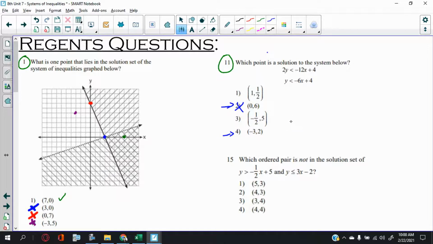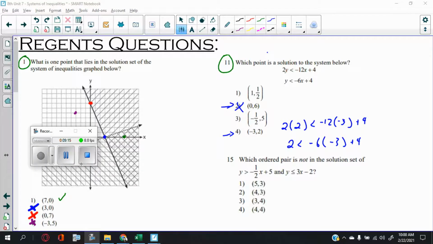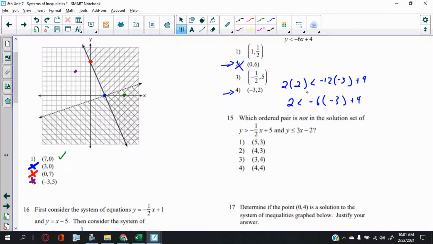Here I got 2 times negative 3. The 2 is from this. The y is 2, which should be less than negative 12 times negative 3 plus 4. Then the y is 2 less than negative 6x, so that's negative 3 plus 4. Let's test these out. I'm going to write a little smaller. I'll write it up here, so I'm doing this one here.